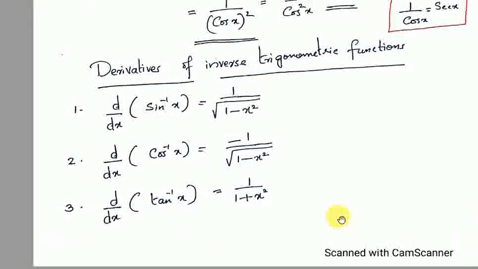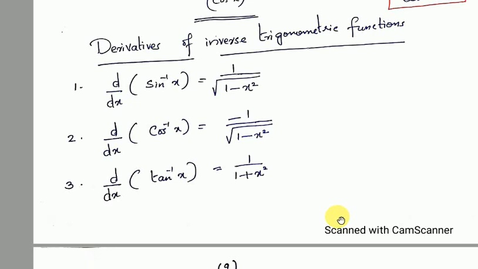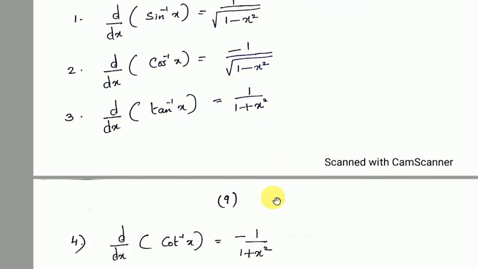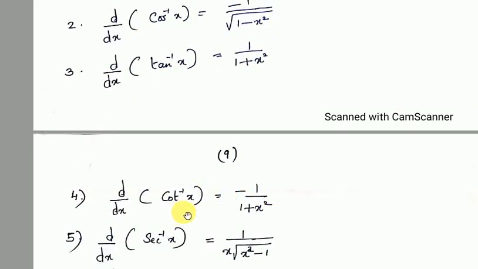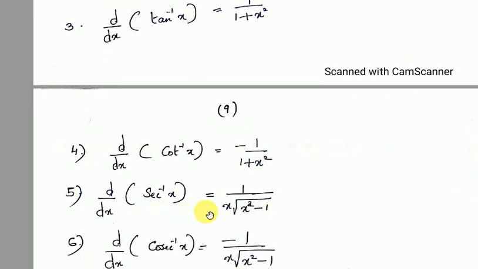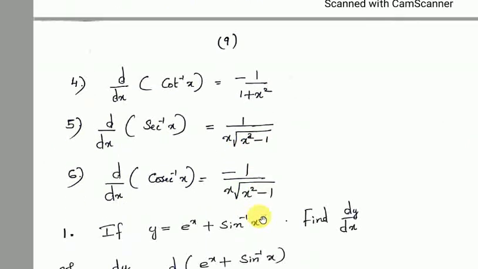Next we can see the derivatives of inverse trigonometric functions. D by dx of sin inverse x is 1 by root of 1 minus x square. D by dx of cos inverse x equals minus 1 by root of 1 minus x square. D by dx of tan inverse x equals 1 by 1 plus x square. D by dx of cot inverse x equals minus 1 by 1 plus x square. D by dx of sec inverse x equals 1 by x into the root of x square minus 1. And d by dx of cosec inverse x equals minus 1 by x into the root of x square minus 1.